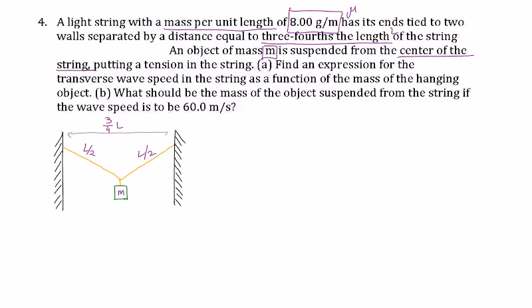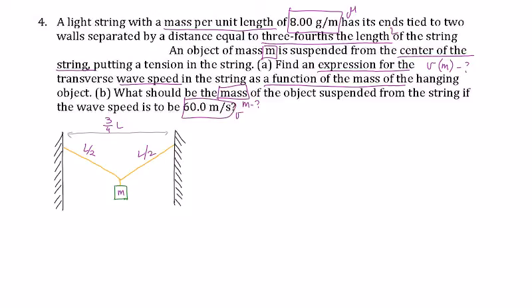A, find an expression for the transverse wave speed. So it's asking us to find v, the expression in the string as a function of mass. So v as a function of mass, that's what they're looking for. And part B says, what should be the mass? So here is the mass, that is a question, of the object suspended from the string if the wave speed, now in the second part, v is given to us.